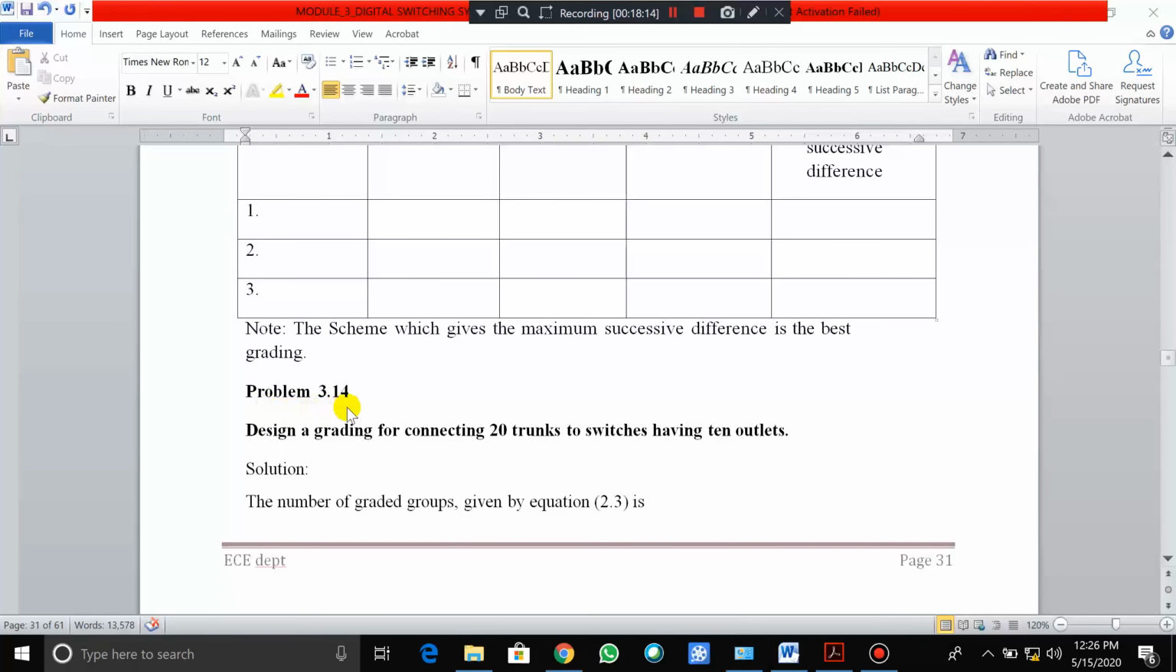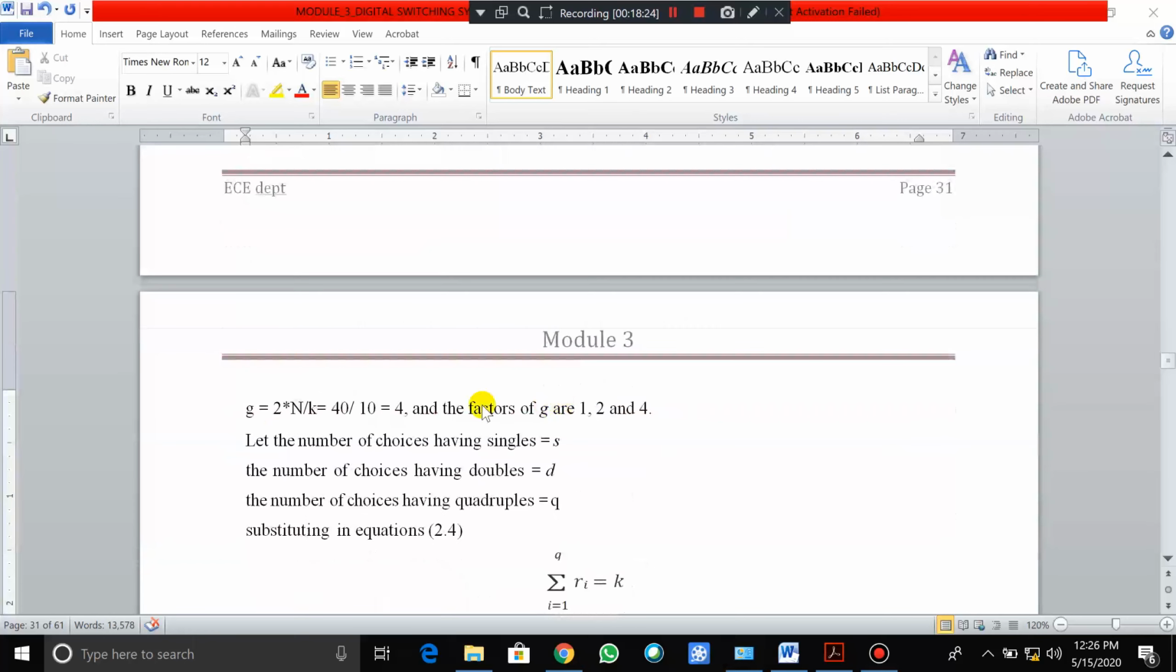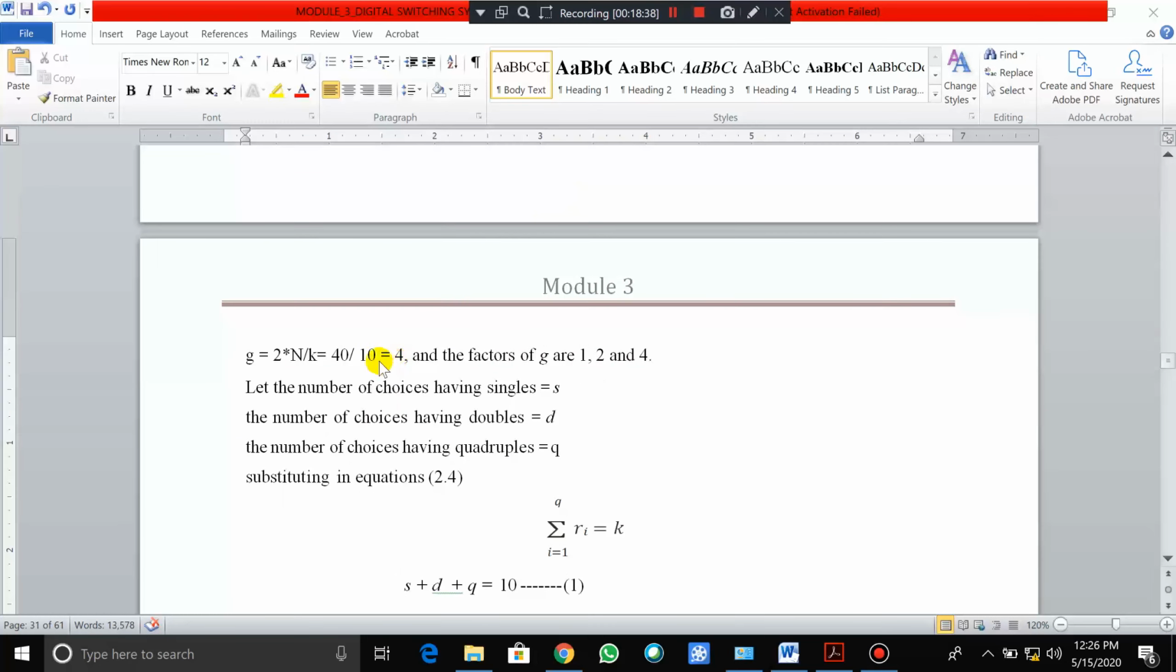So let us take a problem. Design a grading for a connection of 20 trunks to a switch having 10 outlets. Here, the number of graded groups is given by the equation G = 2N/K. So 2 into N, they have given 20, so it is 40. K value is 10 because they have mentioned 10 outlets. So K = 10, and you will get 4. And the factors of G are 1, 2 and 4.